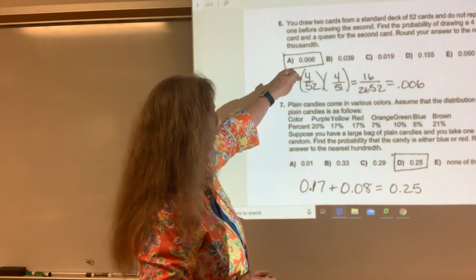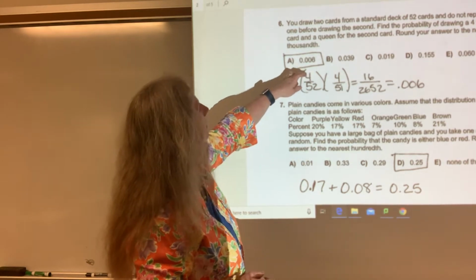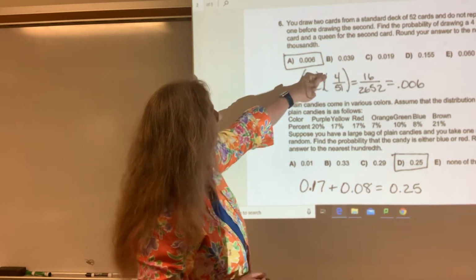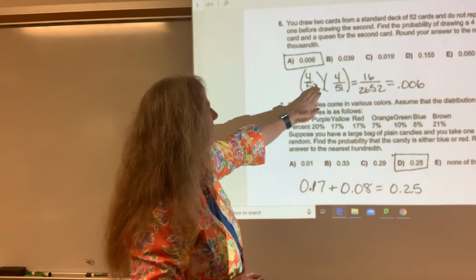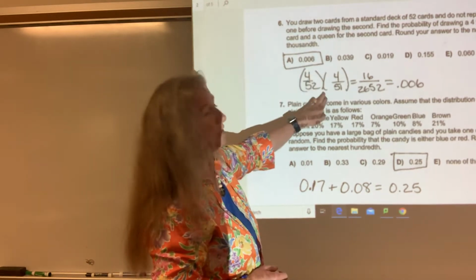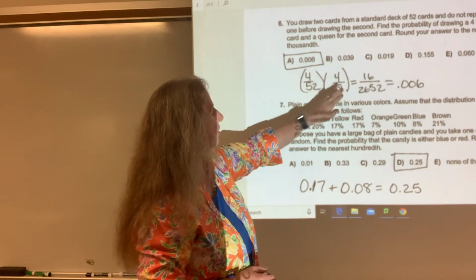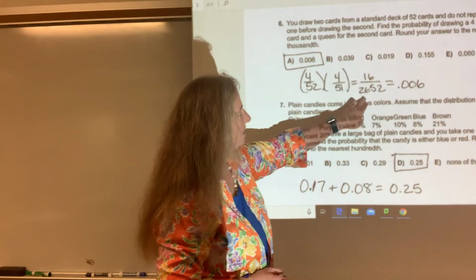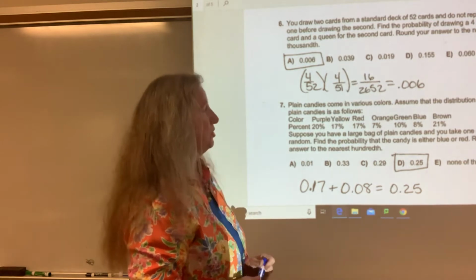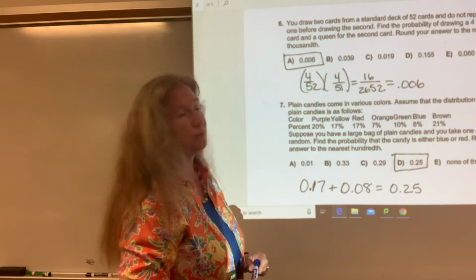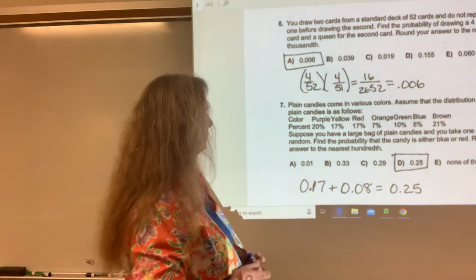So there's 4 fours and 4 queens. And it says and, so we know that's multiplication. So 4 out of 52 times 4 out of 51, so that's 16 out of 2,652, about a 0.006 chance of doing that.